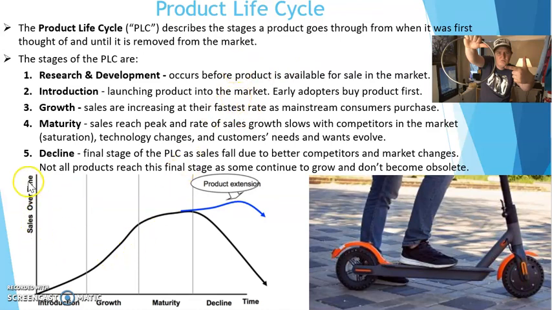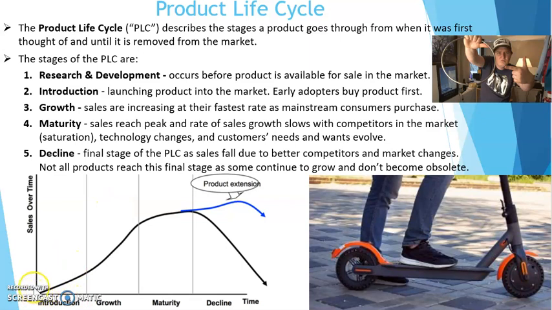Now we can see our model down here. It has on its y-axis sales over time. Obviously, the higher up this line goes on the y-axis, the more sales that are being made. And then along the x-axis, we have the different phases of the product life cycle, or the different stages.